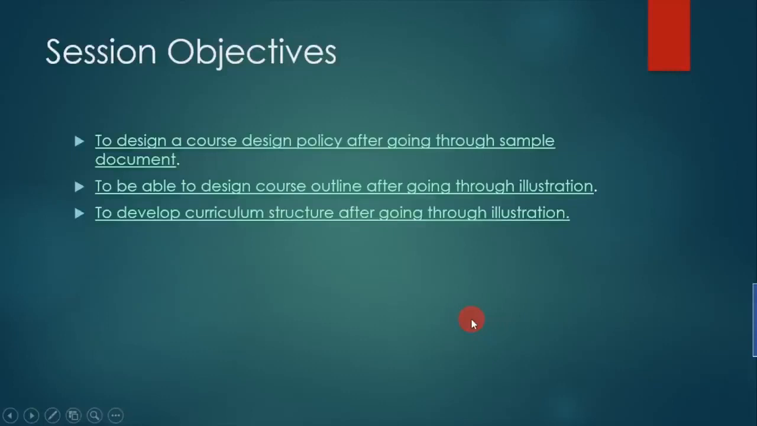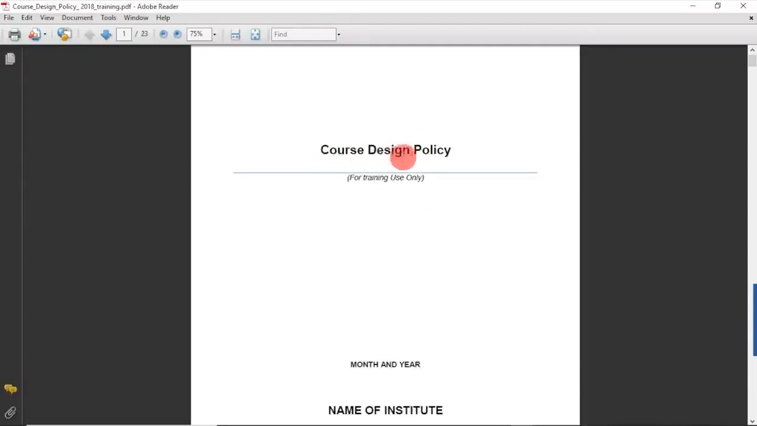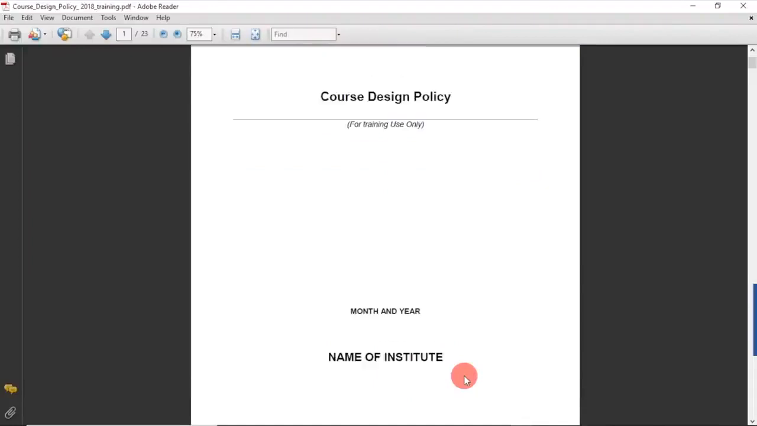I will be going through the different documents which I have prepared myself along with my team during the different levels of my career, and I happen to go through all this process, which I would be glad to share with you also. So first is the course design policy. This is the front page of the document. You go in for writing a course design policy. This is mainly for the training purpose, in which year we have gone in for developing, and the name of the university or the institution.